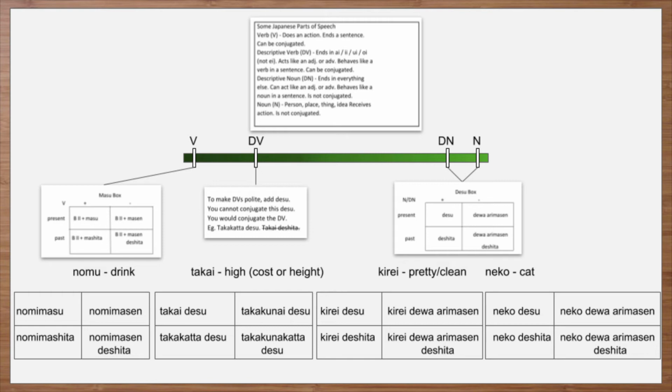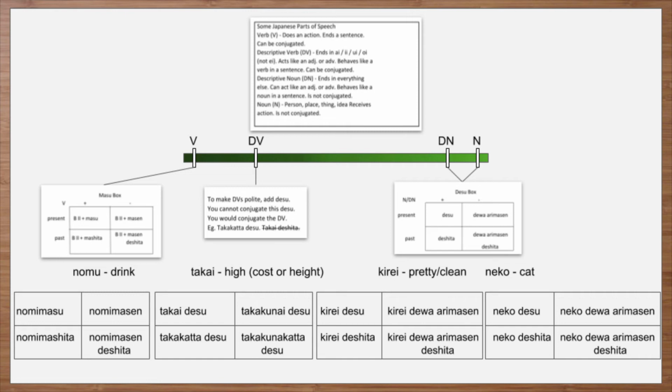Polite present positive is base 2 plus masu: nomu becomes nomimasu, to drink. To be clear, this means the same thing as nomu, it's just polished up and polite is all. Polite present negative is base 2 plus masen: nomimasen, to not drink.